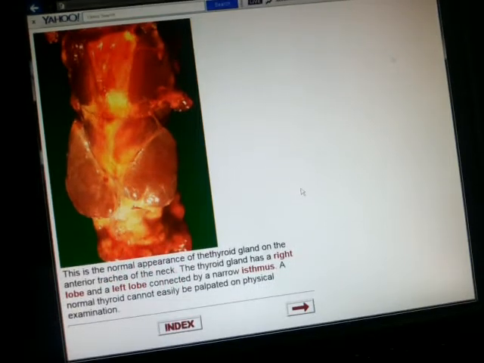The endocrine system, specifically about thyroid and pituitary glands. Starting with the thyroid gland.